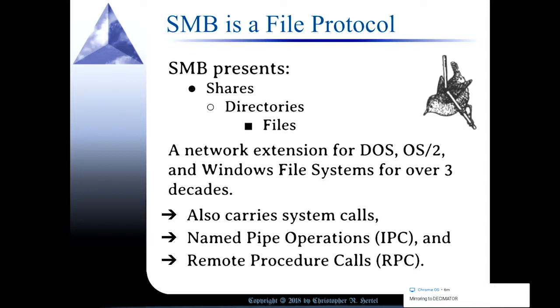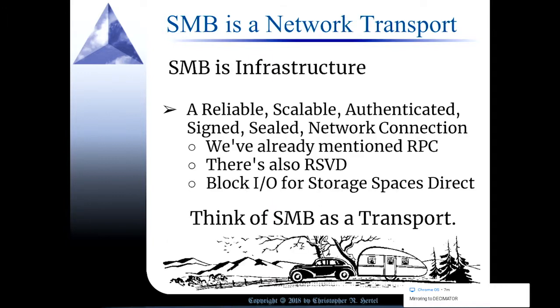SMB also carries system calls. One of the reasons for creating SMB2 is that it got rid of all of the DOS and OS/2 system calls that were being carried on top of SMB. Named pipes, remote procedure call, a lot of things are carried on top of SMB. It is infrastructure in a Windows networking environment. And that's what it says. Look at that. SMB is infrastructure. I'm ahead of myself.